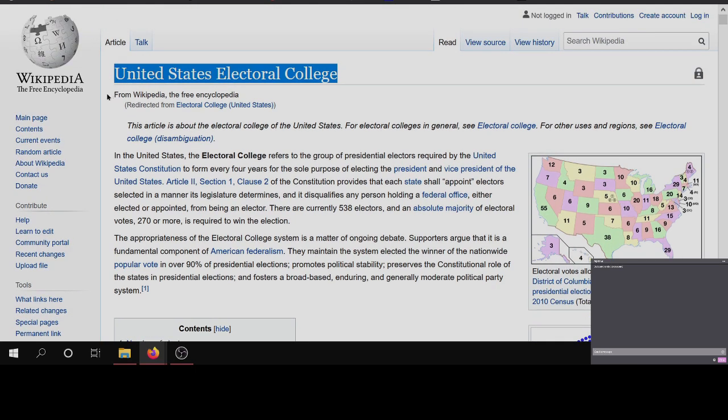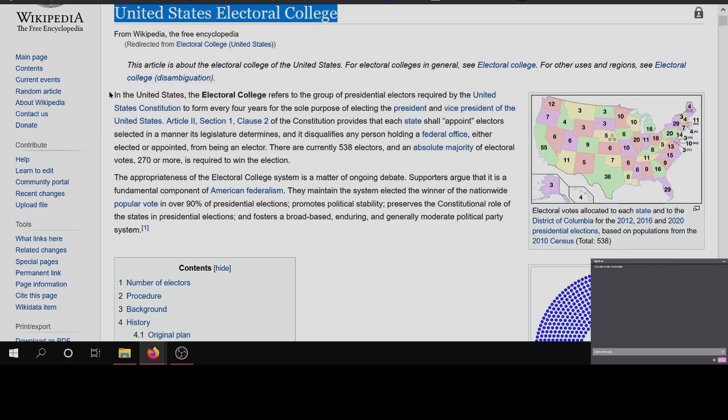United States Electoral College. In the United States, the Electoral College refers to the group of presidential electors required by the United States Constitution to form every 4 years for the sole purpose of electing the President and Vice President of the United States. Article 2, Section 1, Clause 2 of the Constitution provides that each state shall appoint electors selected in a manner its legislature determines, and it disqualifies any person holding a federal office, either elected or appointed, from being an elector.